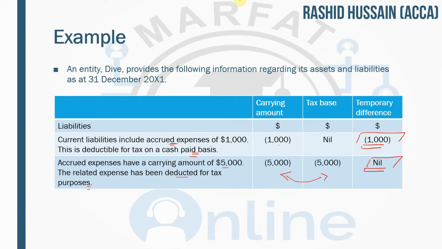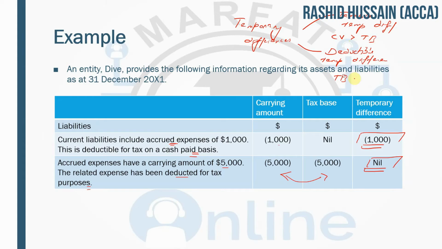Now the temporary differences will be of two types, which I've already told you. It is going to be taxable temporary difference and deductible temporary difference. So taxable temporary difference arises when the carrying value is more than the tax base, and deductible when the tax base is more than the carrying value.